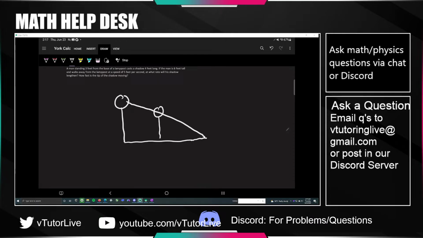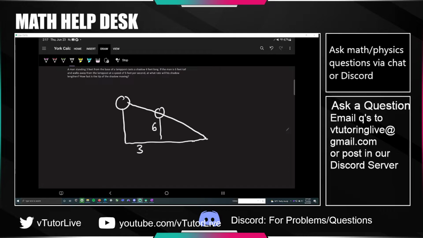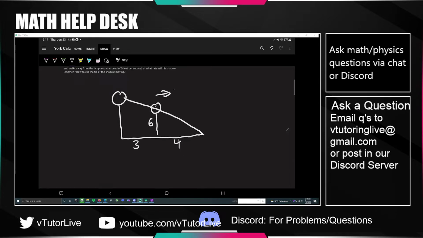They give us a lamppost, and they give us a man of height 6. The distance between them is 3, the length of the man's shadow is 4, and the man is moving to the right at 5 feet per second. Okay, so far so good.